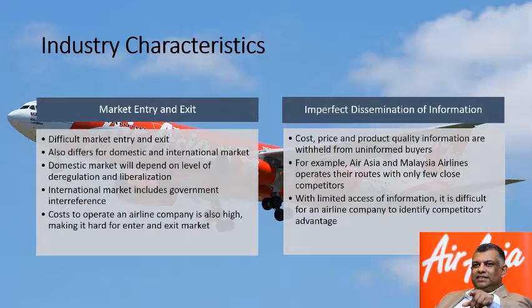As for imperfect dissemination of information, the cost, price, and product quality information are withheld from uninformed buyers. For example, Air Asia and Malaysia Airlines operate their routes with only a few close competitors. With limited access to information, it is very difficult for an airline company to identify their competitors' advantage.